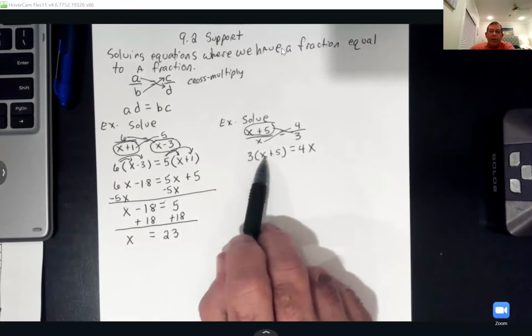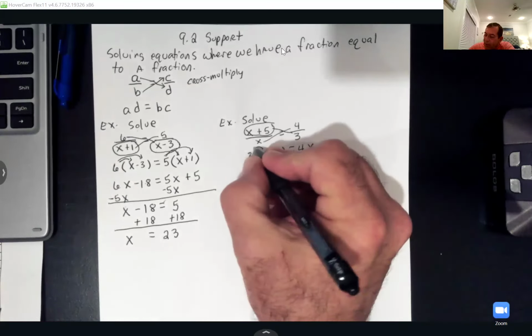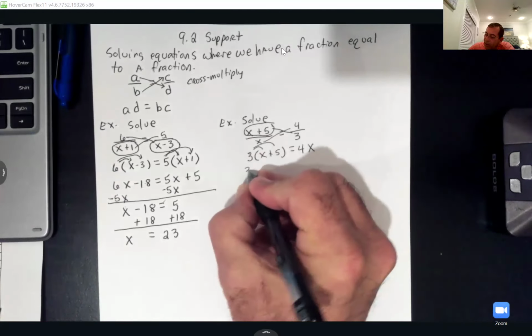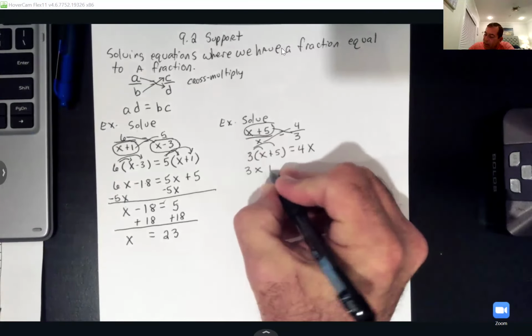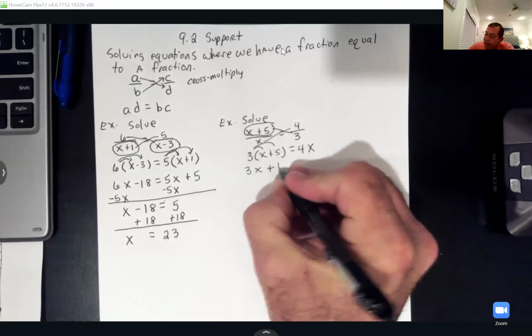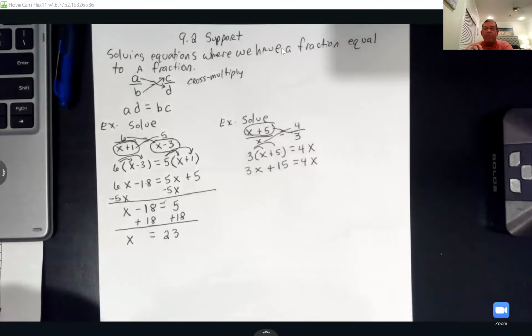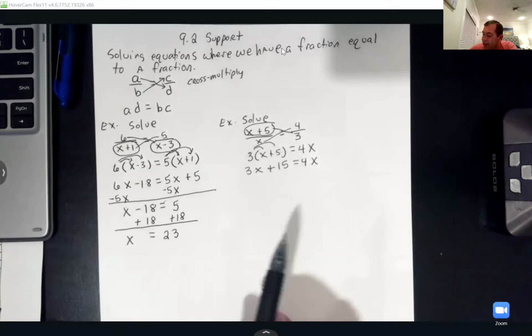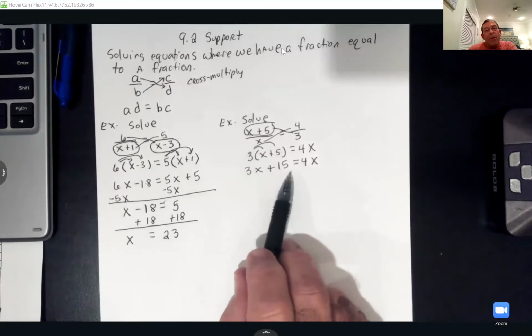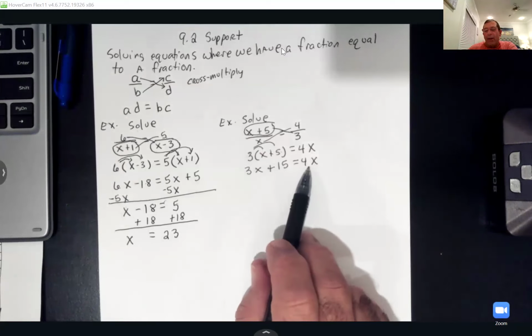So first, we'll get rid of the parentheses by distributing again. So that's going to give me 3x plus 3 times 5 is 15, equal to the 4x. Now, y'all look at this. You've got a variable and a number on the left side. You only have a variable on the right side.